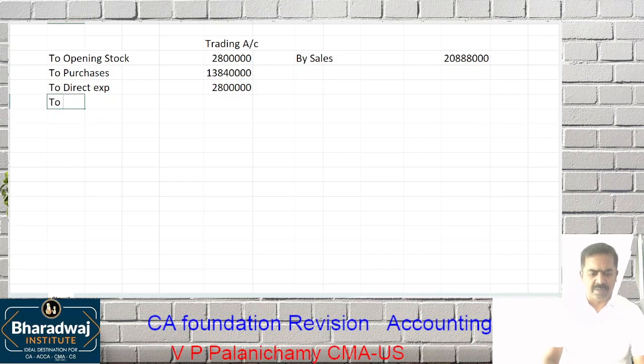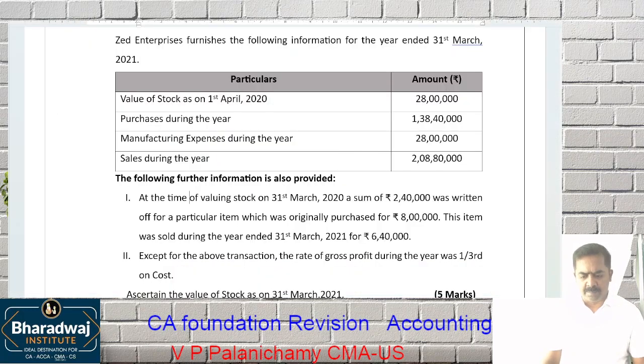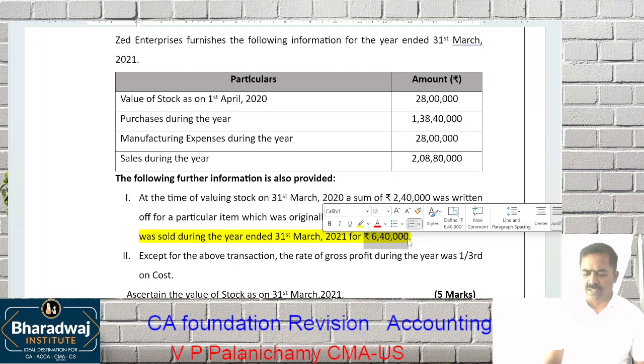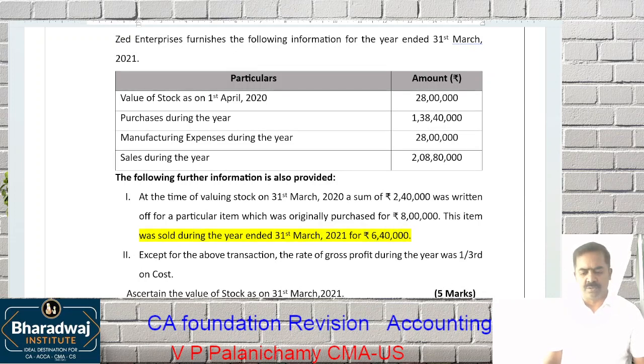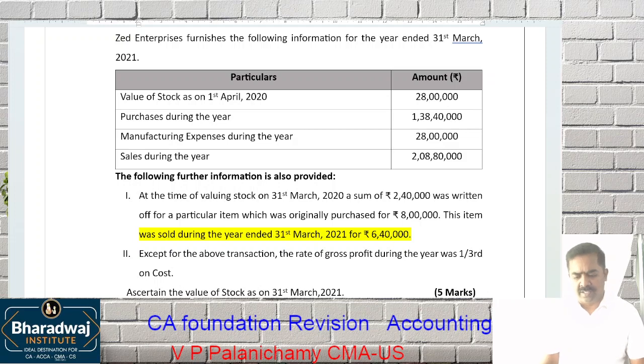To gross profit. To gross profit, we have to work out. How to work out the gross profit? Simple. 1/3 on cost. Now it will be what? 1/4 on sales. Some goods were sold for a loss. Some goods were sold at 6 lakhs 40,000 கொடுத்திருக்காங்க. So eliminate that.